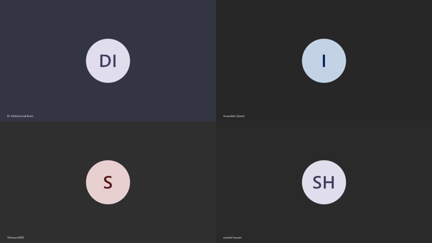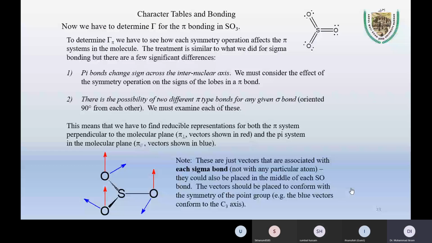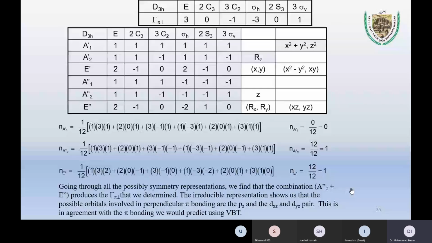Tables. Till now, we have studied the application of character tables toward bonding, how you can derive the sigma bonds and pi bonds in a character table. There were procedures for that calculation, and they lead us, tell us how we take the pi bonds and sigma bonds, and then ultimately we can derive the hybridization of the molecule. So we talked about this.